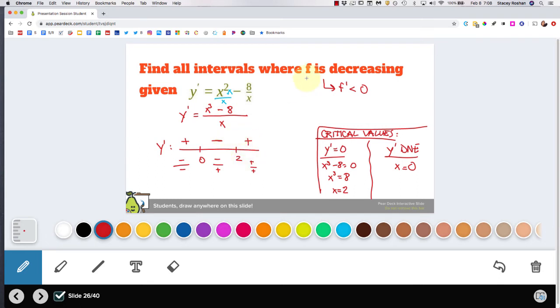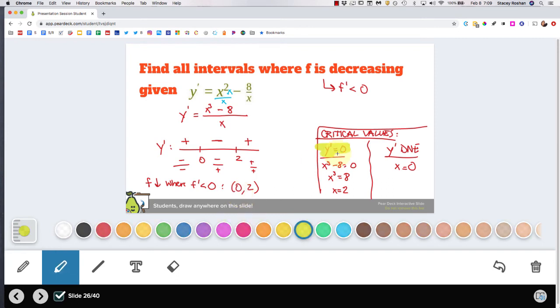So f is decreasing when f prime is less than 0, and that happens from 0 to 2 in this problem. But you see, if I didn't get that common denominator, I would have lost an answer. I would have gotten it all wrong. So make sure you're considering both where it equals 0 and where y prime does not exist.